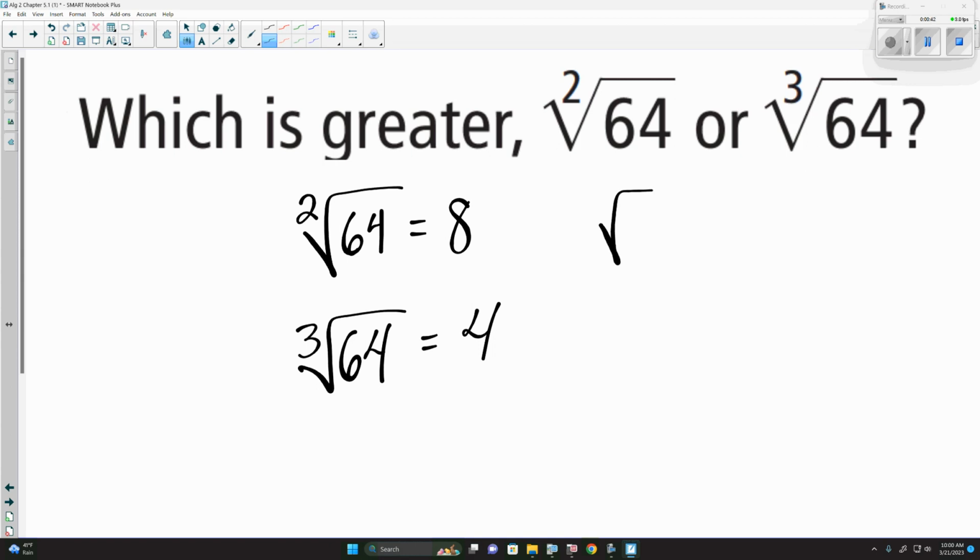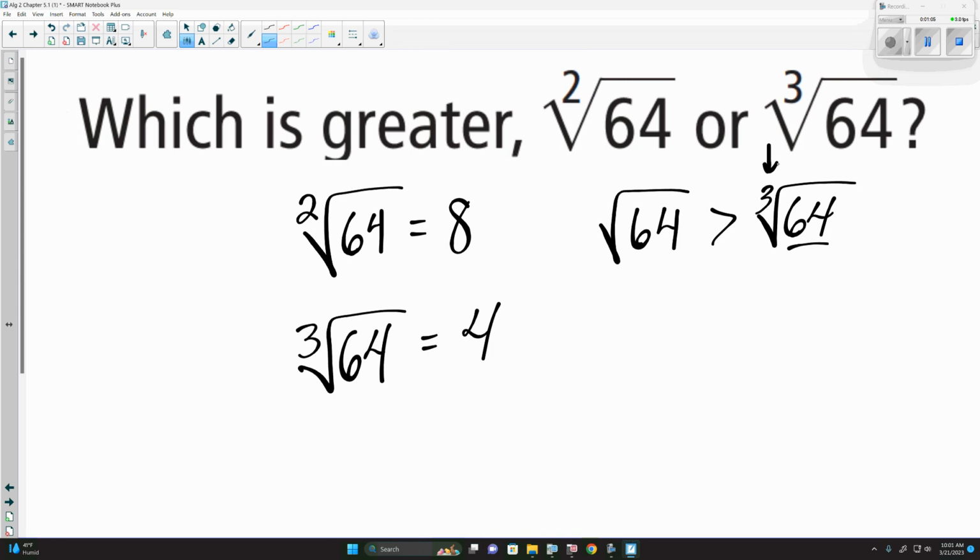So the square root of 64 is bigger than the cubed root. Because whenever we get a bigger root of a number, we're trying to see what number times itself that many times is the number inside the radical. So anytime we increase the index, the root, the smaller the number is going to get.